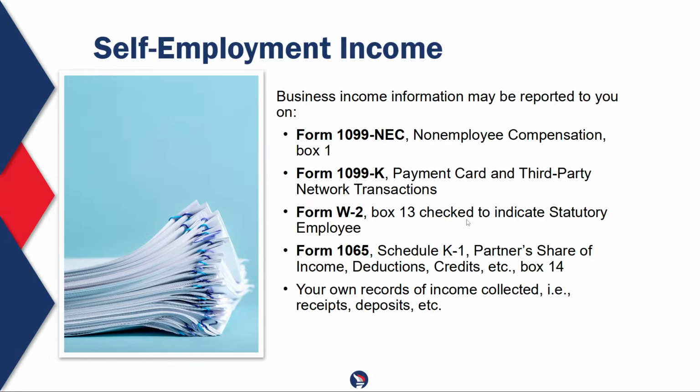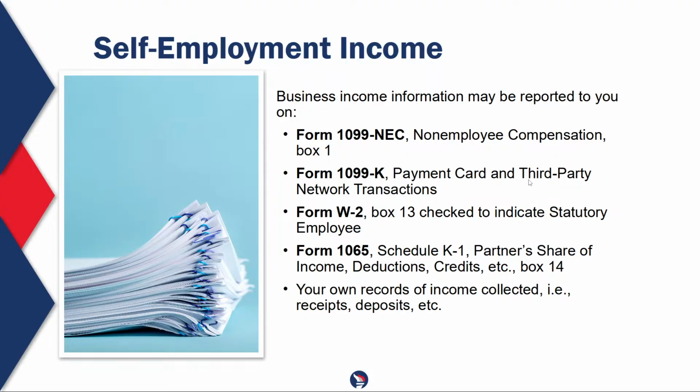Business income information may be reported to you through your ledgers, through your own receipts of income collected, receipts, deposits, etc. You also might get a 1099-NEC for non-employee compensation. You might get a 1099-MISC. That's what was used before the NEC. NEC was trying to kind of take the place of it, but the 1099-MISC still exists. The box 7 for non-employee compensation is still on that form, so it could be either one of those.